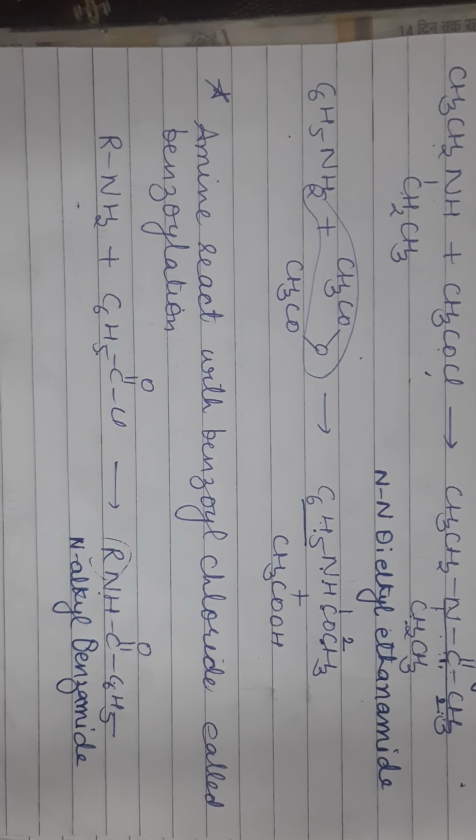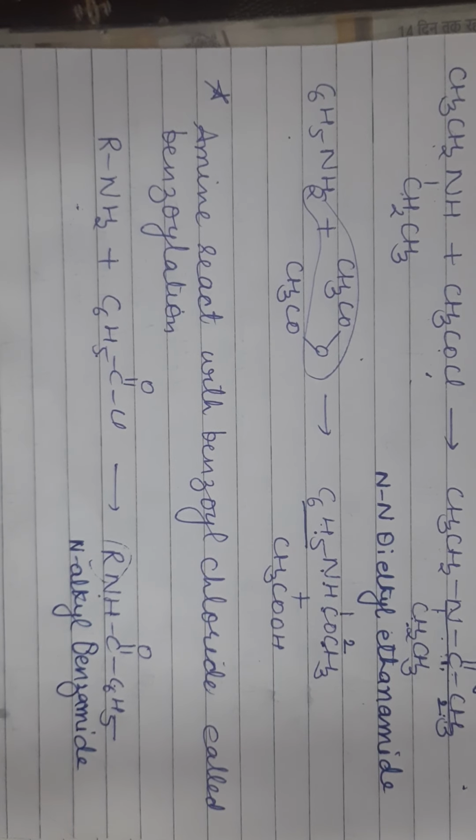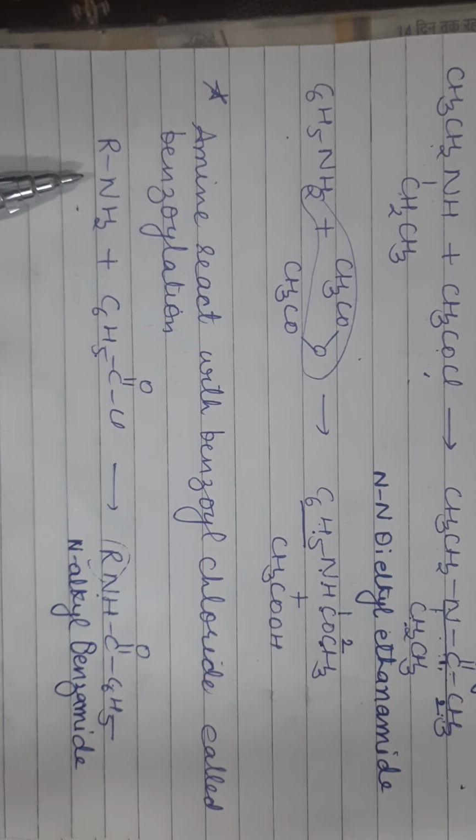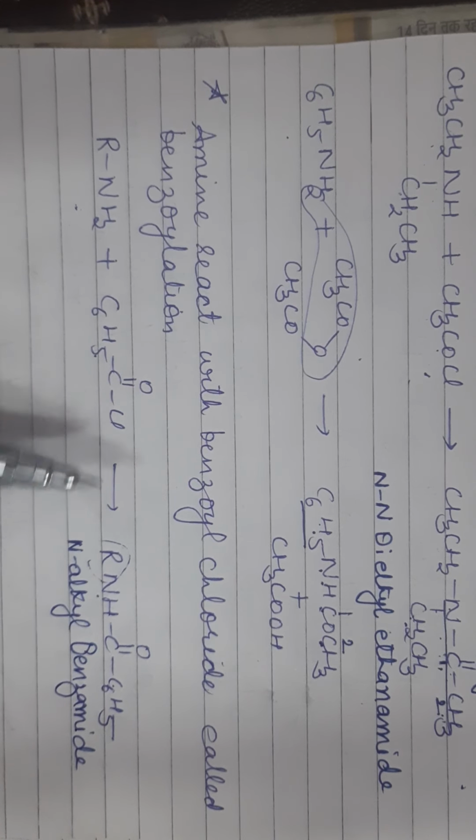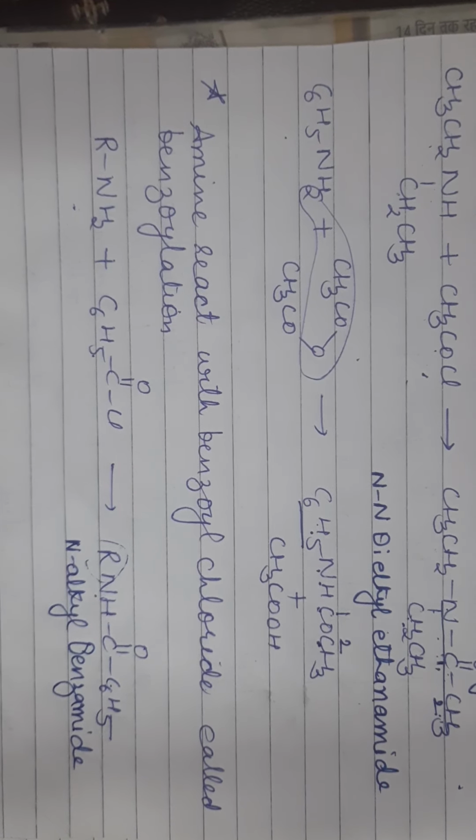With what you get? An alkyl benzamide. This is alkyl, this is your primary amine. On reaction with benzoyl chloride, you get an alkyl benzamide. I hope it is clear to you.